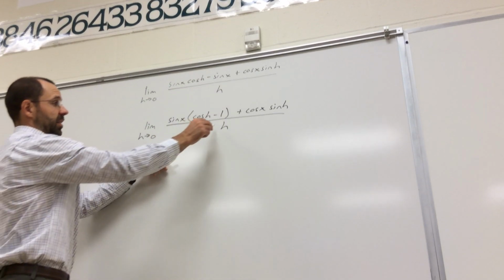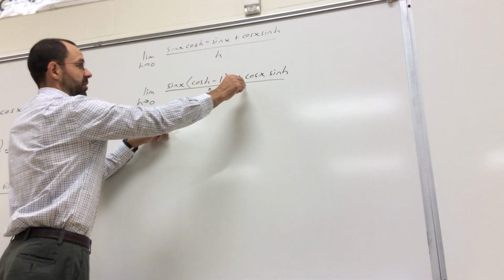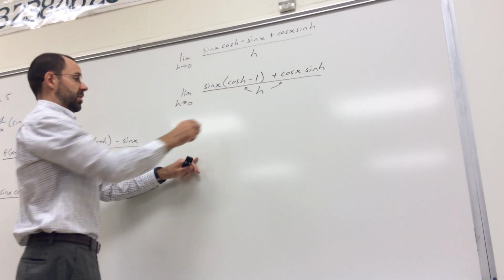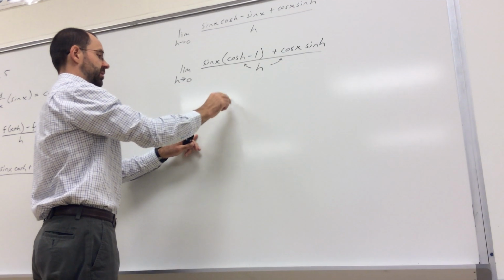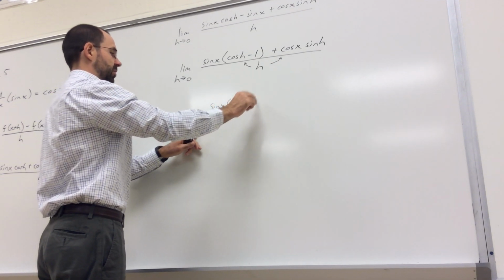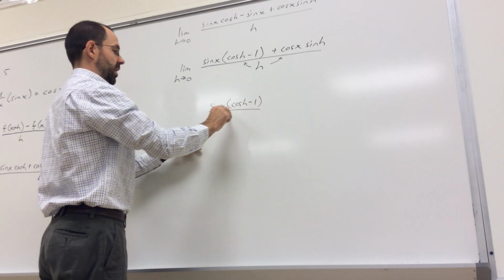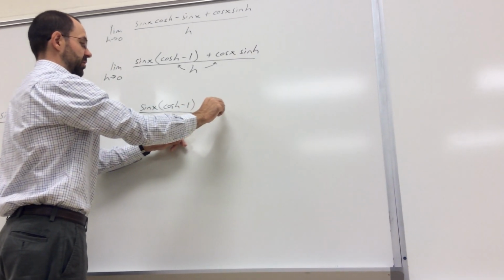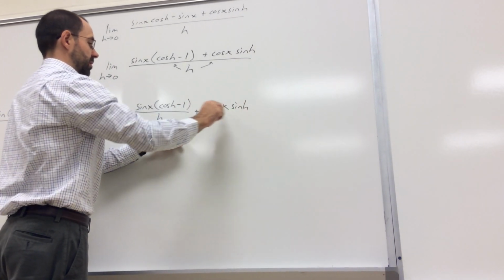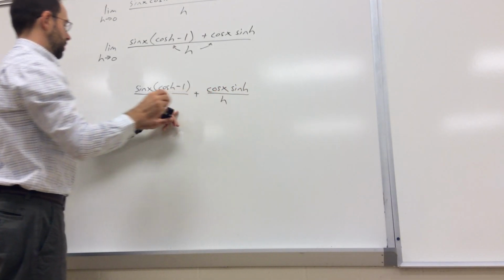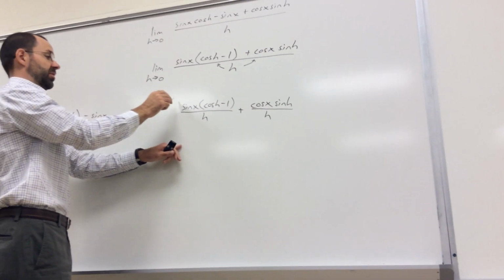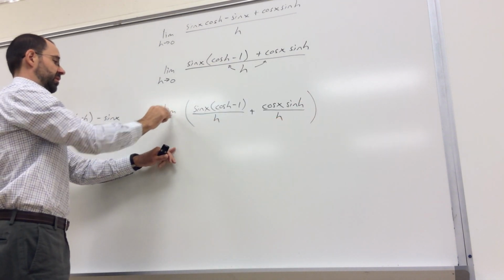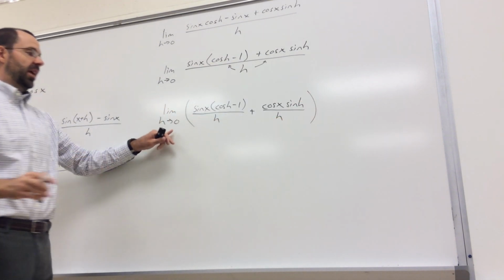Okay, now next I'm going to distribute the h past this plus, so split this up into two separate fractions. So that's the sine of x times the cosine of h minus 1 over h, and then plus the cosine of x sine of h over h. And of course, eventually we're going to take the limit as h goes to 0 of that.